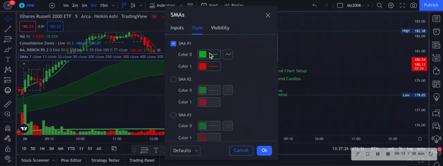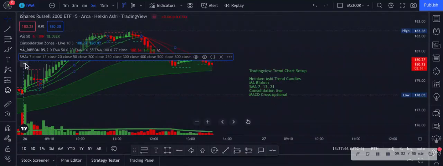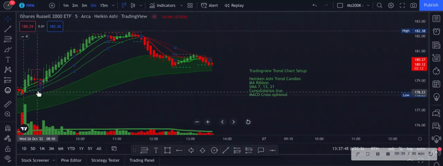The top one, it was blue. I changed it to green for buy. The bottom one, I think, was gold. I changed it to red for sell or to buy put. You can also add the 13 and the 21 if you would like, completely up to you. That just gives you more support.